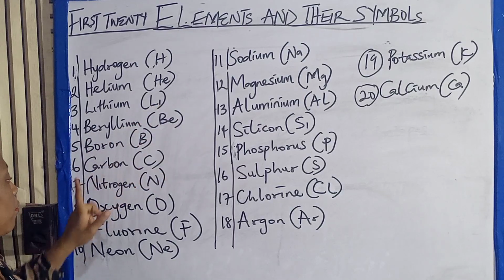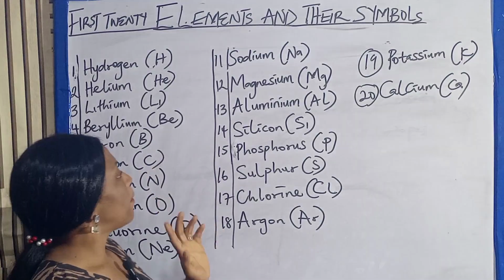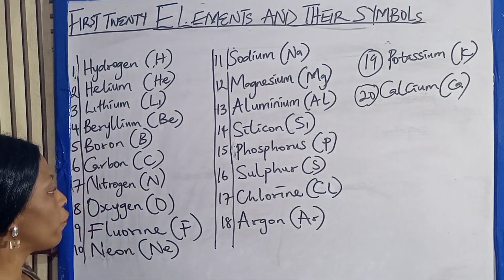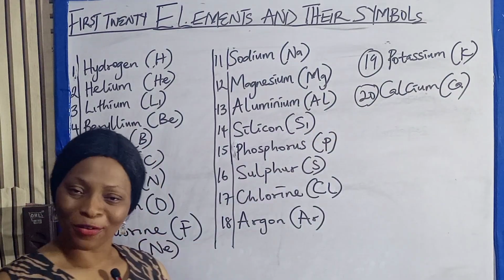Boron, carbon, nitrogen, oxygen, fluorine, neon, capital letter N, small e. Sodium, magnesium, aluminium, silicon, phosphorus, sulfur, chlorine, argon, potassium, and calcium.